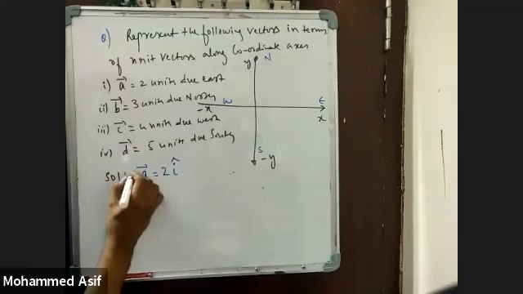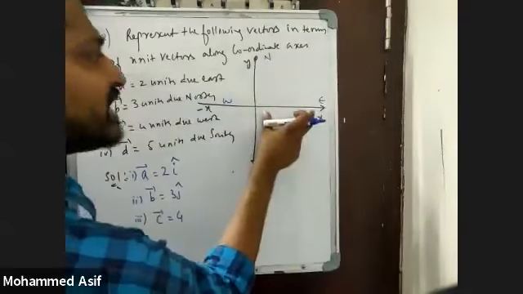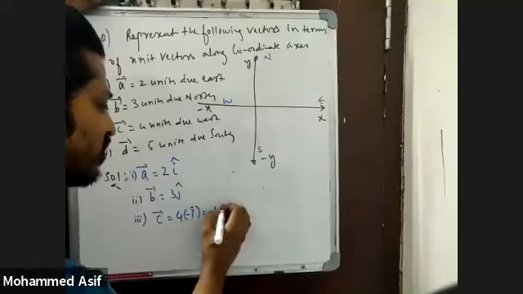So for the first question, the answer is A is equal to 2i. B is how much? 3 units due north. North means B bar is equal to 3j. Third, C bar is equal to 4 K cap. West direction: if this is plus x, this is minus x. Minus I cap. Very good. So the answer is minus 4i.